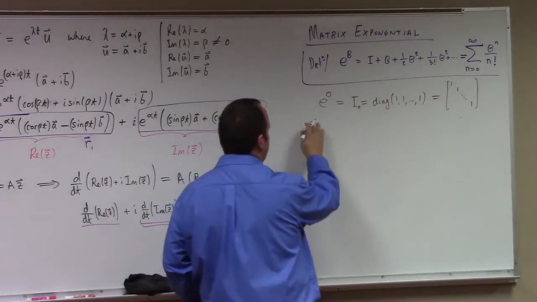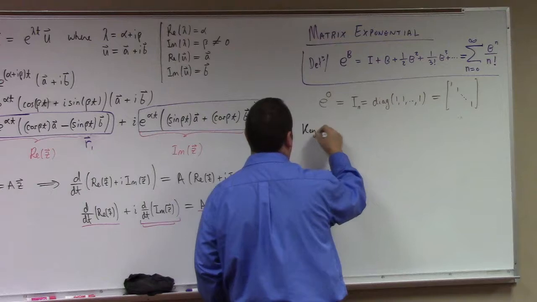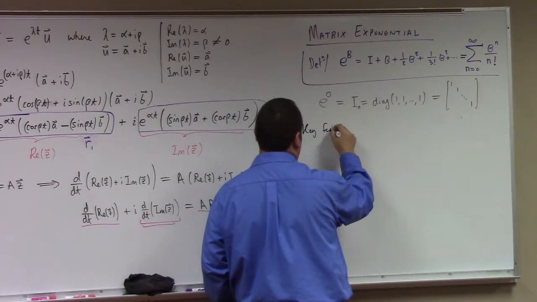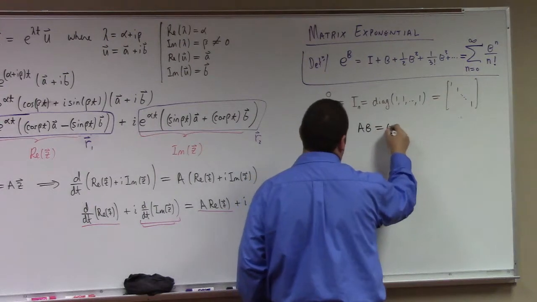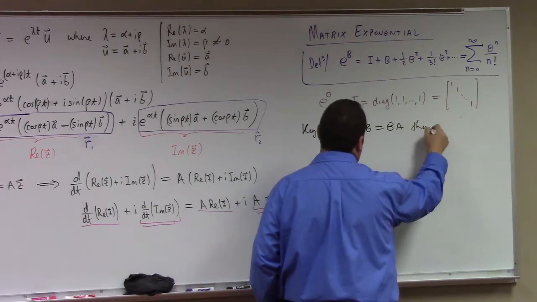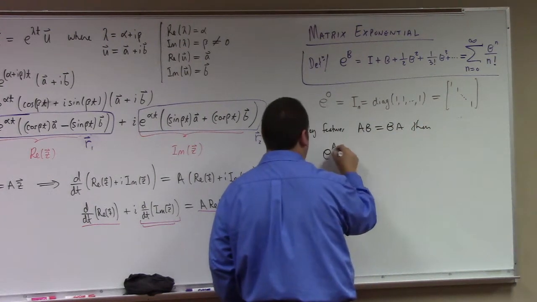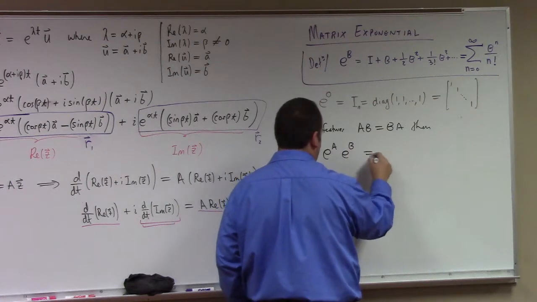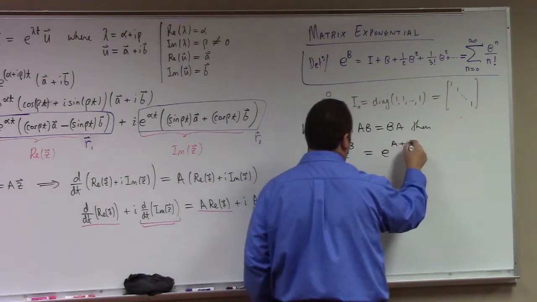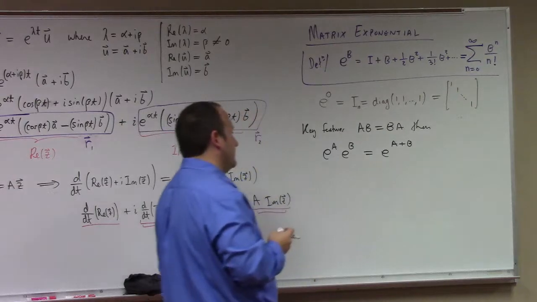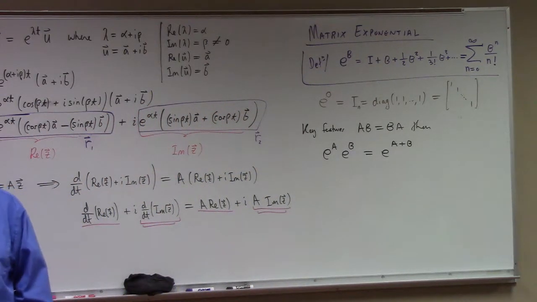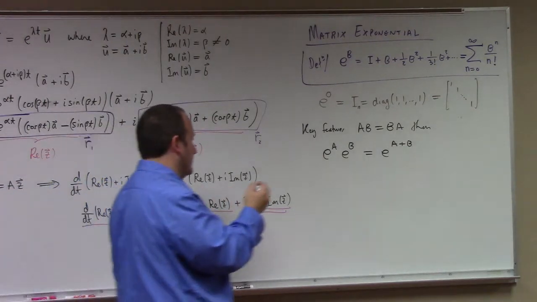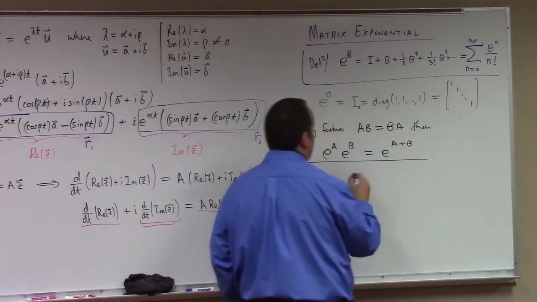So one of the key features of the matrix exponential is that if we have AB equal to BA, then you can show that e to the A times e to the B is equal to e to the A plus B. This is an identity that you can prove. Here, I'll start doing that for you.